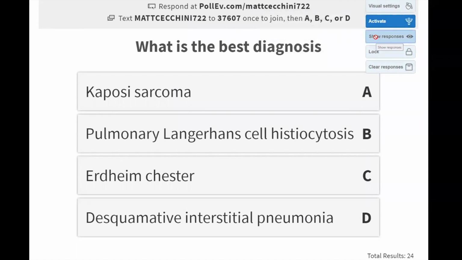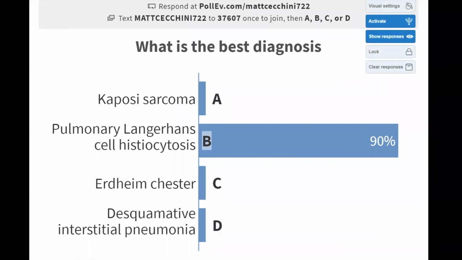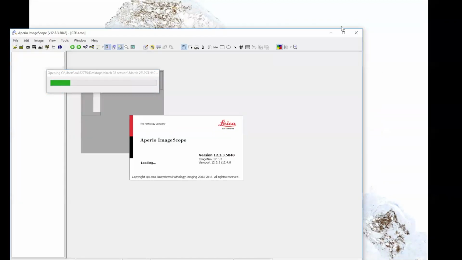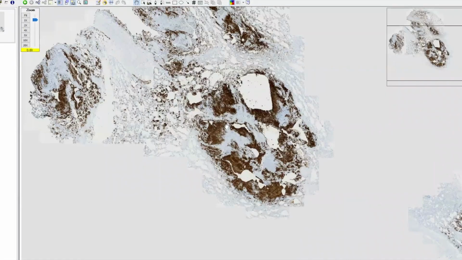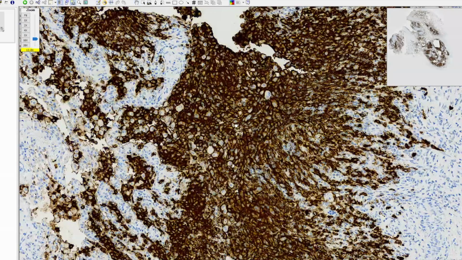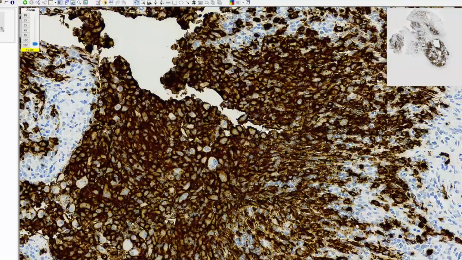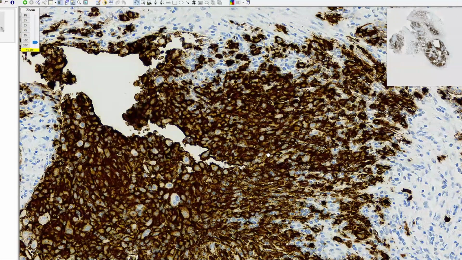Okay, so getting lots of responses. Great, so this is a case of pulmonary Langerhans cell histiocytosis, or PLCH. Great job. And to prove that, you can do an immunohistochemical stain for CD1a. This stain will highlight these Langerhans cells, which are a form of dendritic cells. And you can see these large clusters and sheets of Langerhans cells that make up this process.